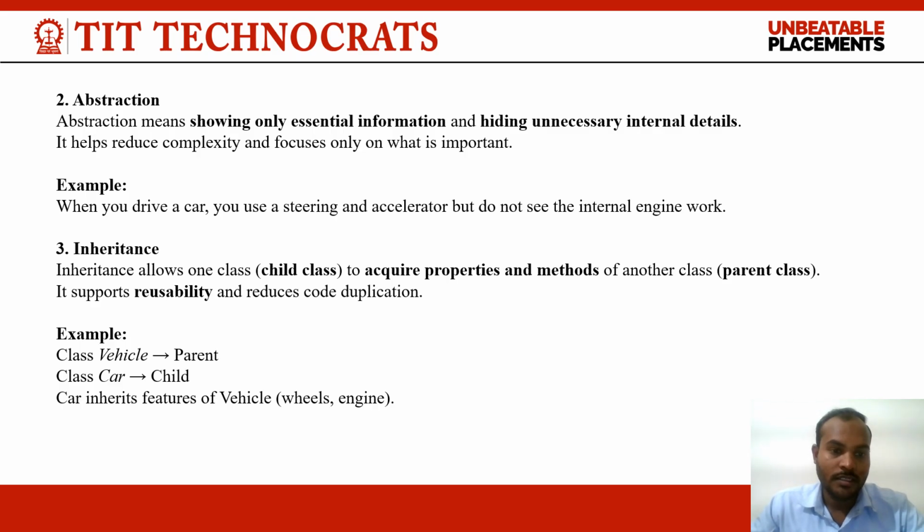Third is inheritance. Inheritance allows one class, the child class, to acquire properties and methods of another class, the parent class. It supports reusability and reduces code duplication. Example, class vehicle is a parent class and class car is a child class. Car inherits features of vehicle, wheels and engines.